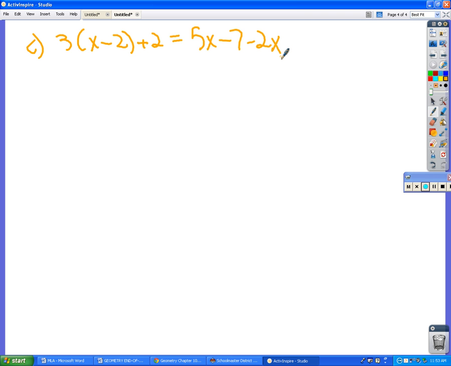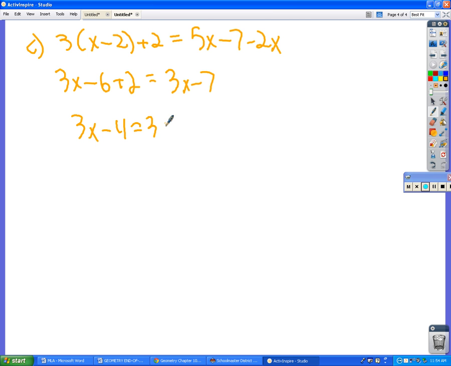Okay, what do we got going here? You have to distribute, so if I distribute the 3 I get 3x minus 6 plus 2 equals, what can I do over here? Combine my like terms, yep, 5x minus 2x is 3x minus 7, okay? Now what? Can I combine these first? Yeah. Okay, what do I get from that?